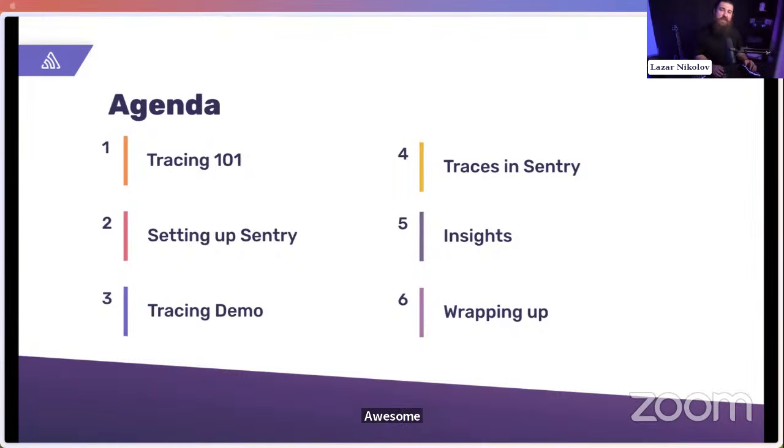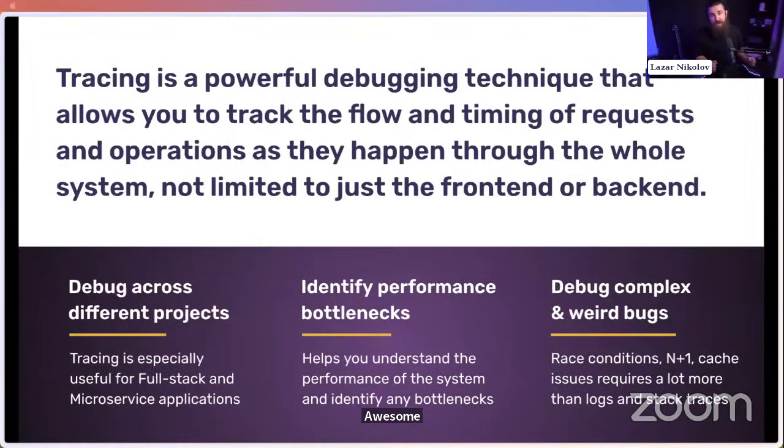All right, so let's talk about tracing. Tracing is a powerful debugging technique that allows you to track the flow and timing of all of the operations, all of the requests in your application, that are not just limited to the backend or front end, but across your whole stack. That's why it helps you debug across different projects.